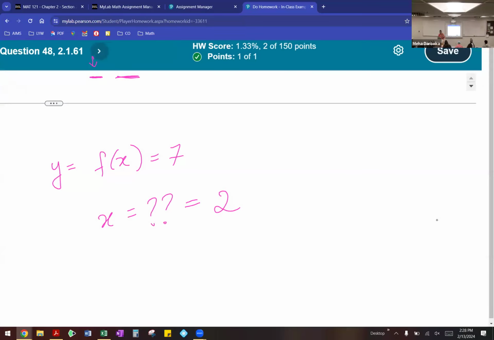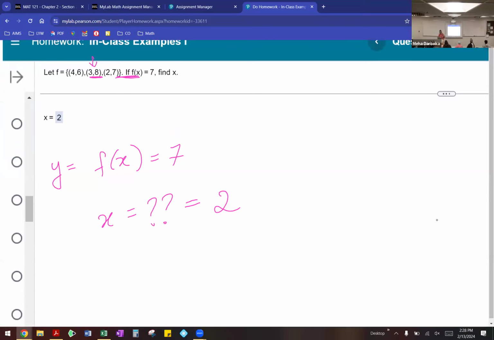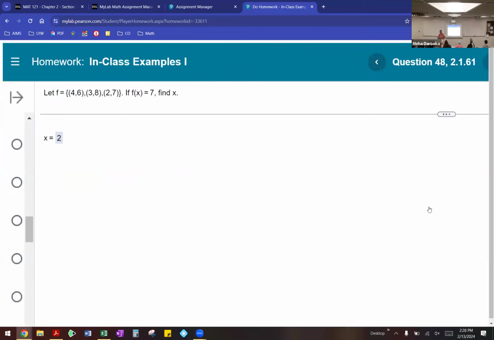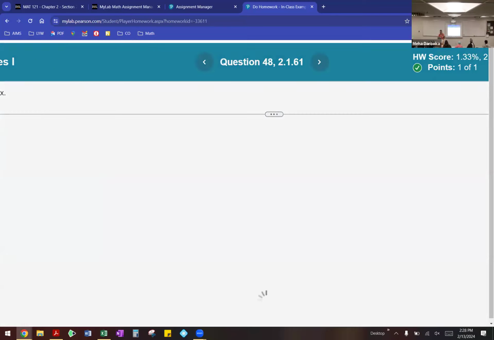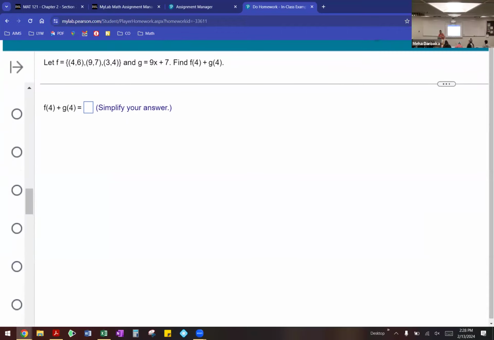And he looks good. Now, this is a set of ordered pairs, and we saw they will also give it to you in equation form. So what will that look like? So this is a combination of a set of ordered pairs and an equation. F is defined as a set of ordered pairs, and G is defined as an equation. You can also write that as G of x equals 9x plus 7. Now they're asking you to find F of 4 added with G of 4.